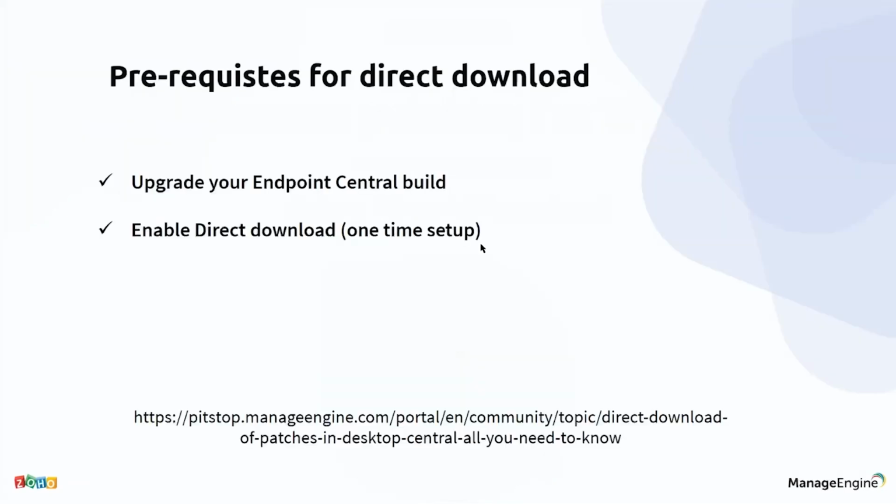However, there are a couple of prerequisites before you enable the direct download. First, you need to ensure you're running on the latest build version of Endpoint Central, and you need to apply a simple configuration to allow the VPN-connected work from home endpoints to download the required patches directly. Now let me show you how this configuration can be done.